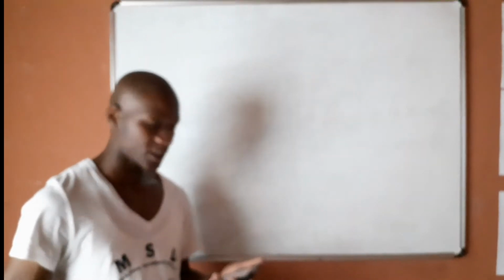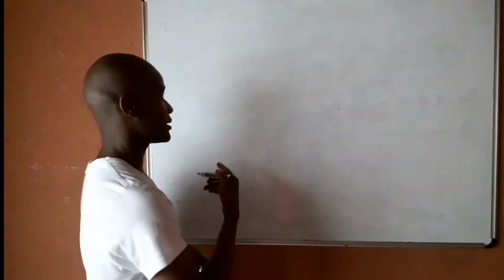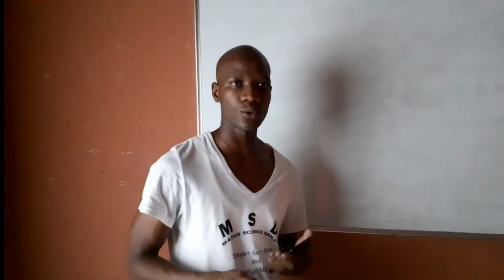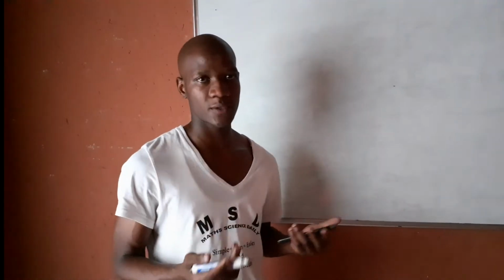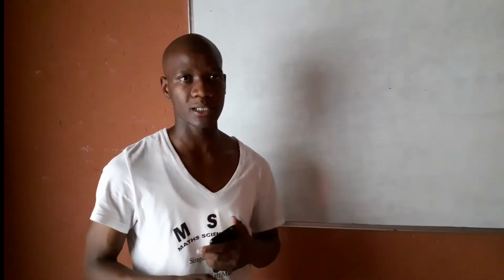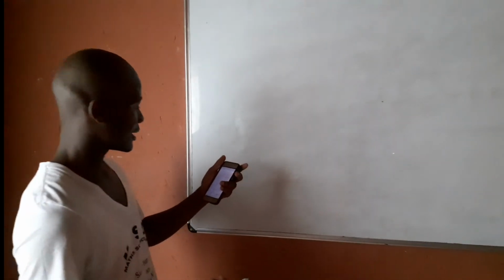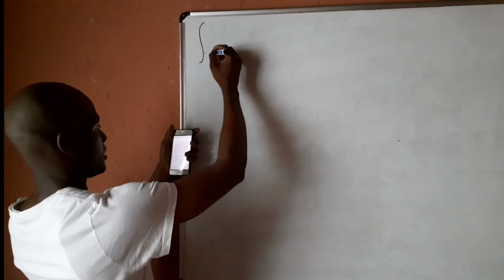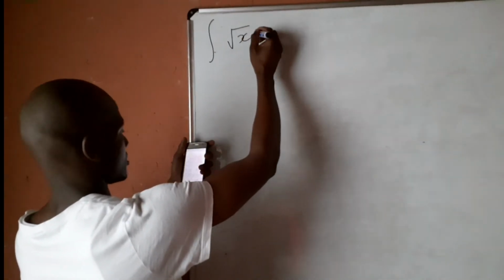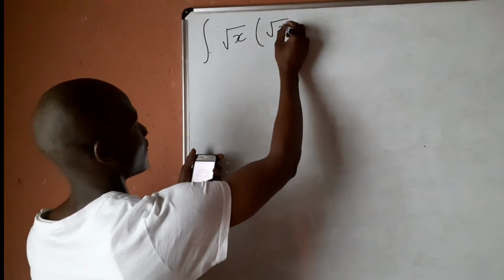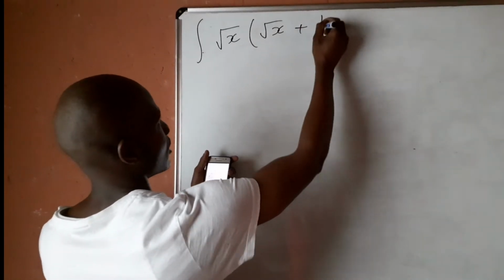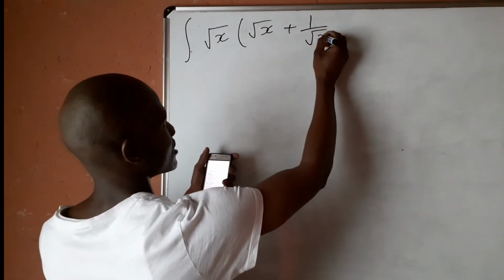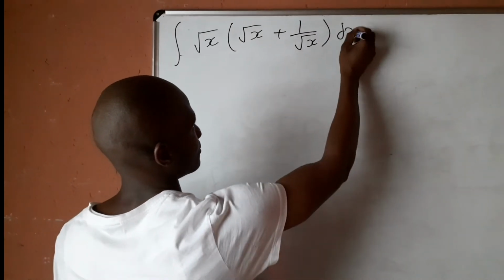So guys, I've explained all standard integrals formulas. So now I'm going to do some questions from different past exam papers and exercise books. So let's check our first question. They say integrate square root of x into square root of x plus 1 over square root of x dx.